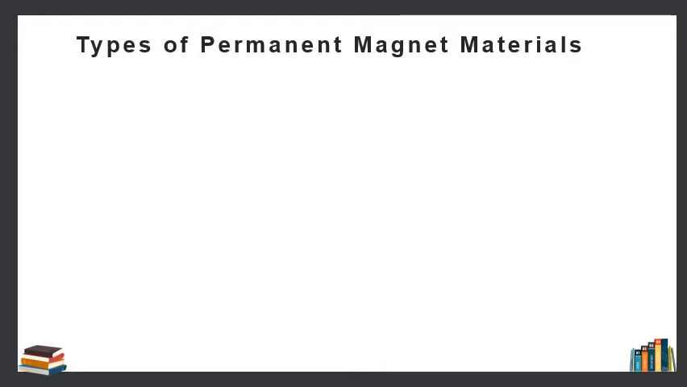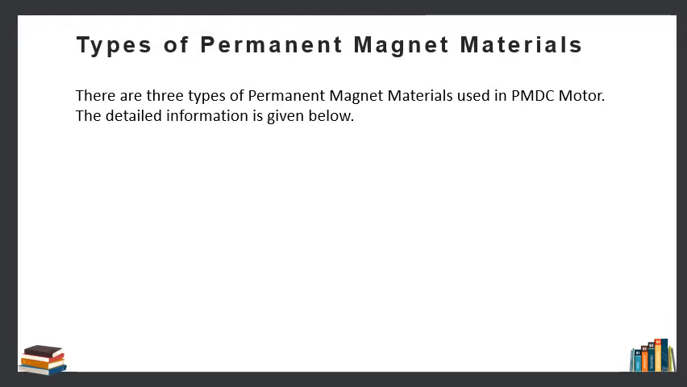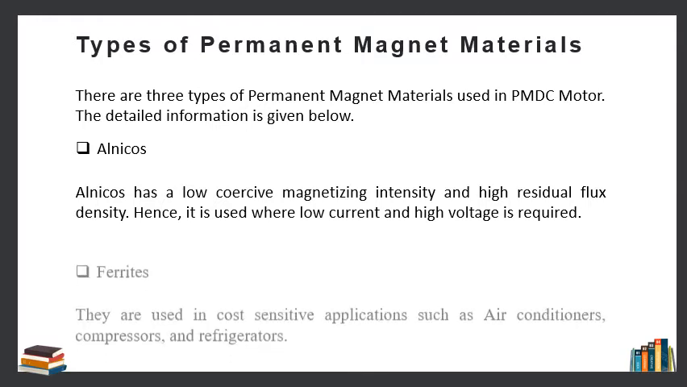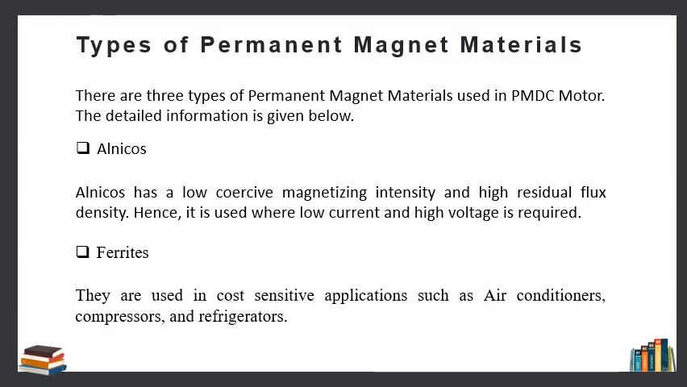The next topic is types of permanent magnet material. There are three types of permanent magnet material used in permanent magnet DC motors. The detailed information is given below. Alnico: Alnico has a low coercive magnetizing intensity and high residual flux density. Hence, it is used where low current and high voltage is required. Ferrite: they are used in cost-sensitive applications such as air conditioners, compressors, and refrigerators.